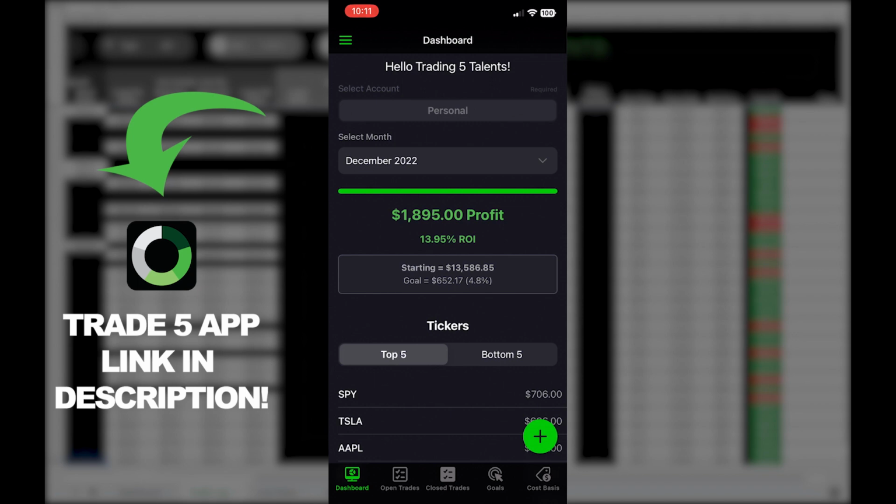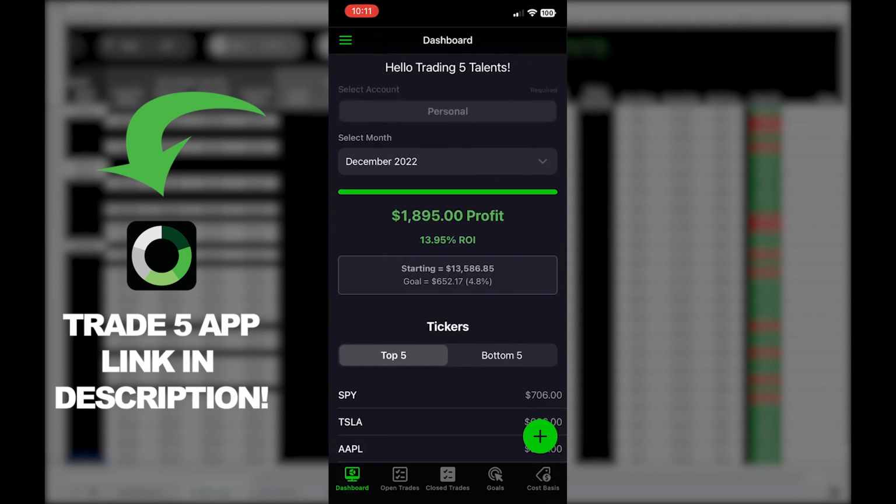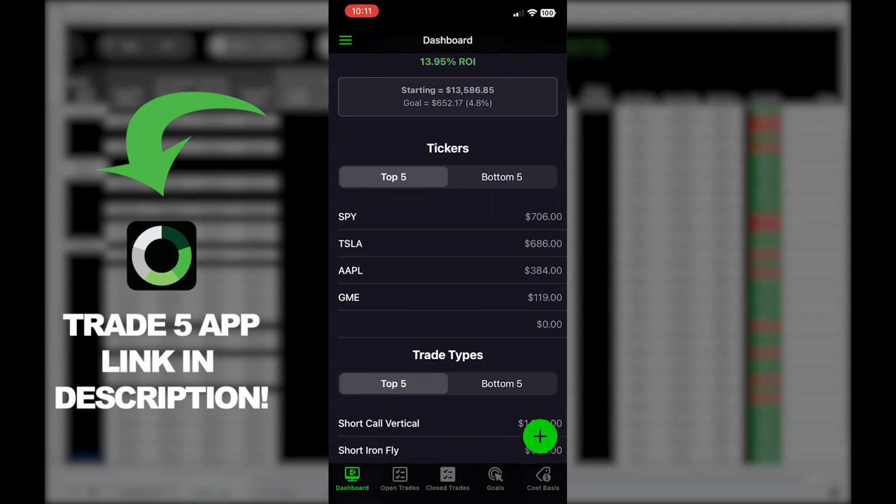So the month of December, again, $18.95. I can scroll all the way down. You can see that there are these 62 trades that were made there at the bottom. And the top 5 tickers, well, I only traded 4. You can see SPY, Tesla, Apple, and GameStop, and they are ranked in order.